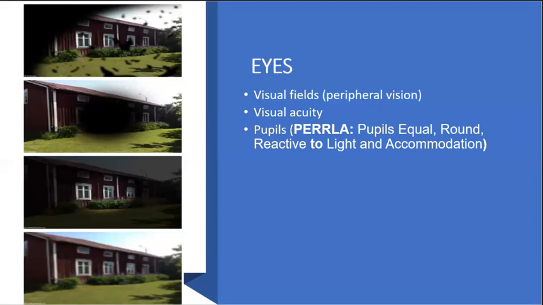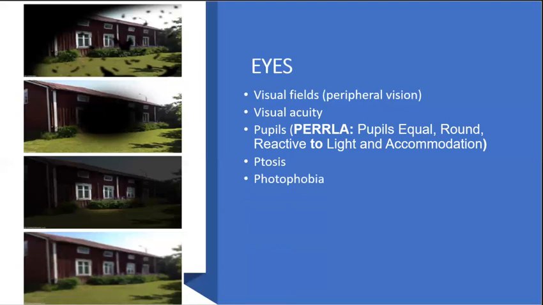We also need to assess for ptosis. So that will be drooping of the upper eyelid. So if I see drooping of the upper eyelid in my client, it could be as a result of a tumor around the eye or behind the eye. It could be as a result of diabetes or myasthenia gravis or even a stroke.